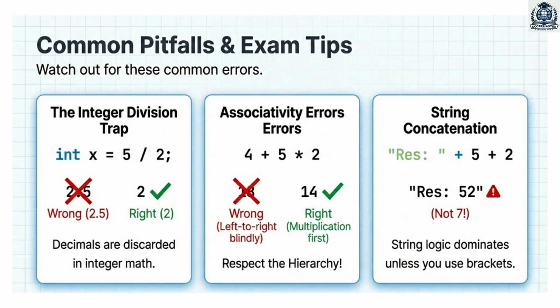Strings hijack the expression. res + 5 + 2 becomes res52, because once a string enters, everything joins it. Use brackets if you want math, not surprises. res + (5 + 2) forces the answer to 7. Exam reality: most students don't fail concepts. They fail carelessness. Slow down, read operators, and predict the data type before calculating.